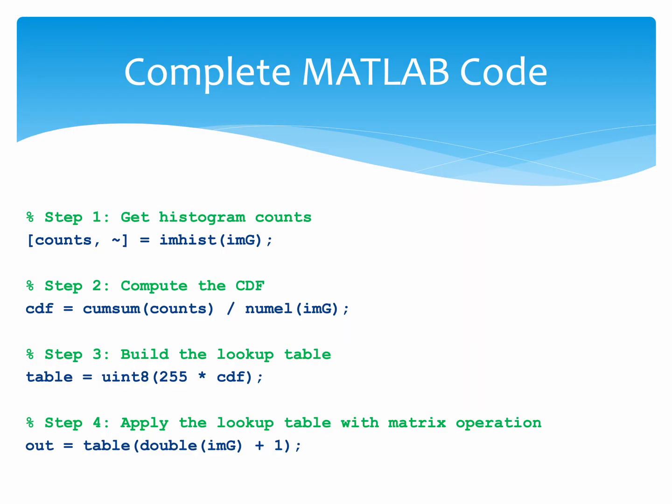Here is the complete MATLAB code for histogram equalization. First, we get the histogram counts of the input image. Next, we compute the CDF by taking the cumulative histogram counts and normalizing them by the total number of pixels. Then, we convert the CDF into a lookup table. Finally, we apply the lookup table to the whole image by using matrix operation. So, this code translates the concept of histogram equalization into a concise and efficient MATLAB implementation.